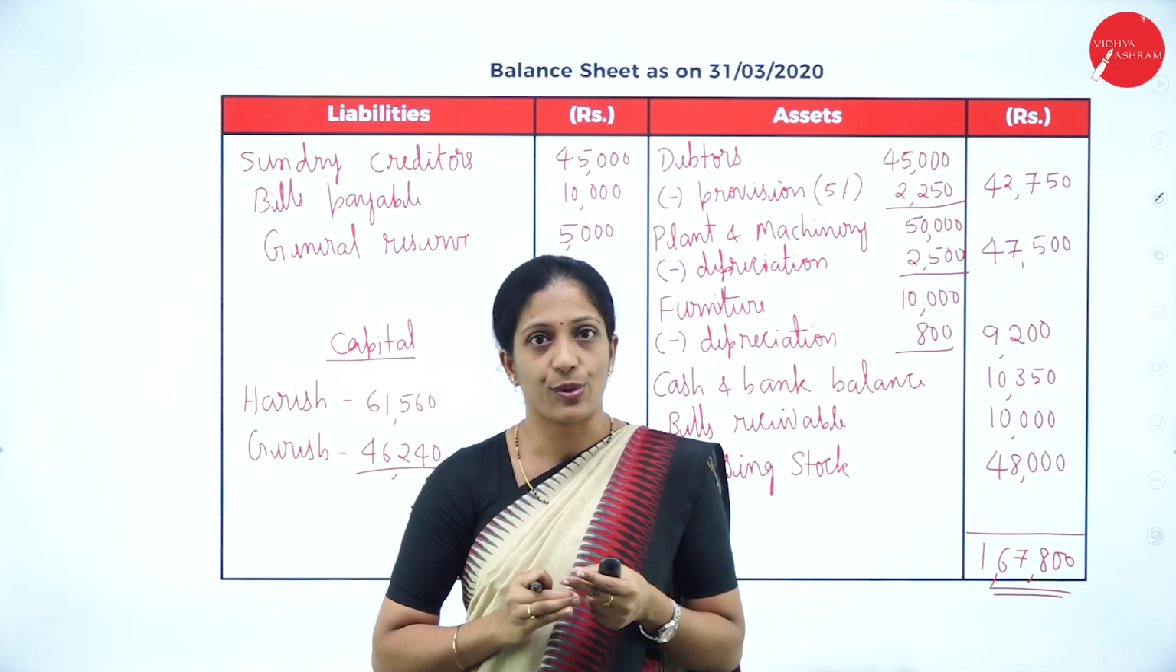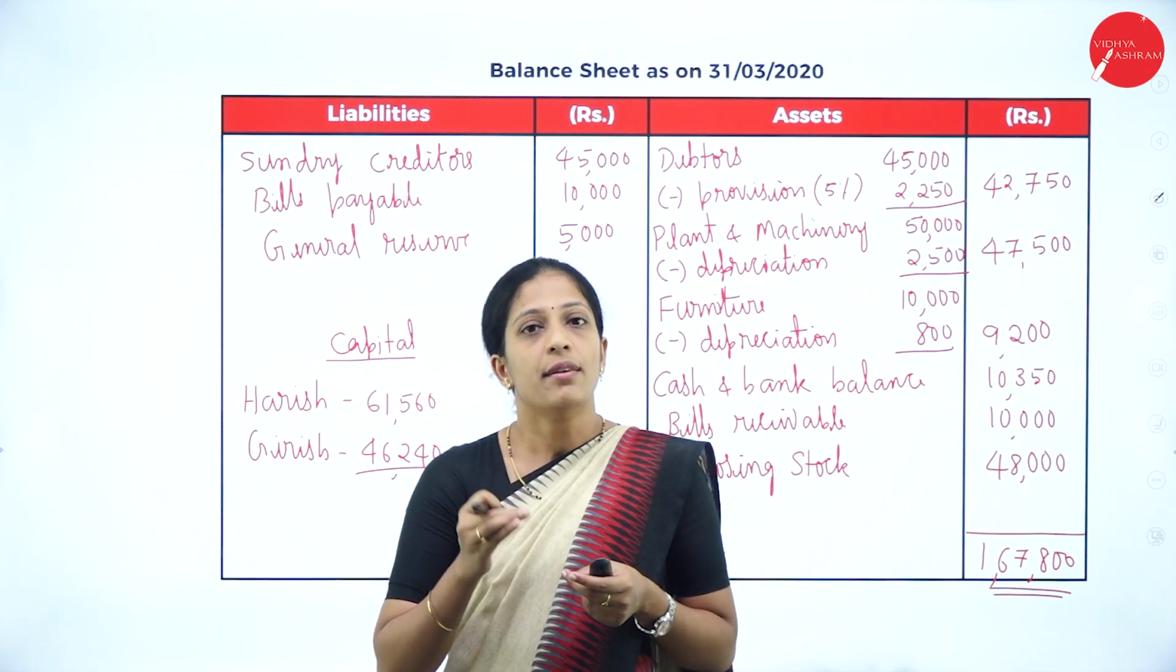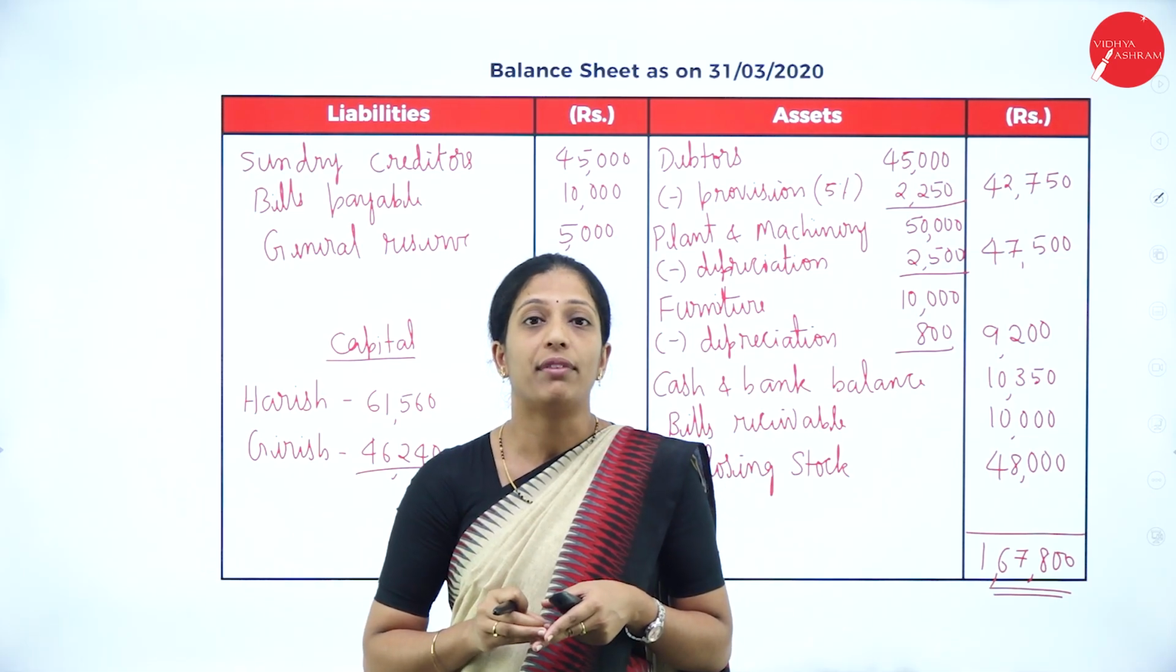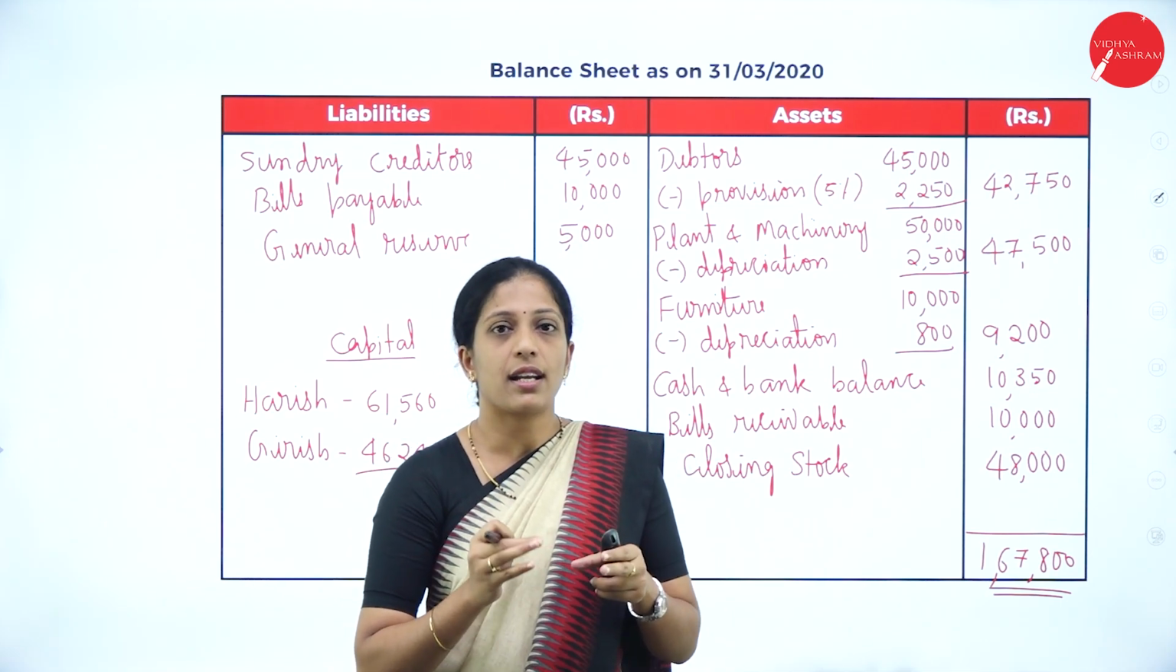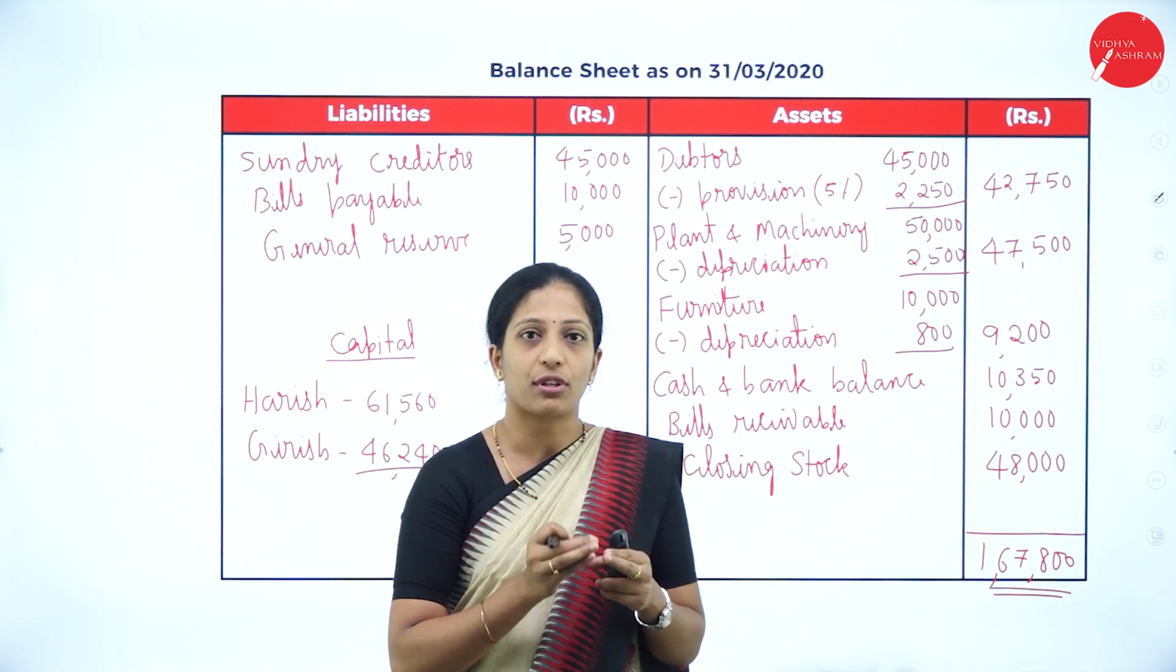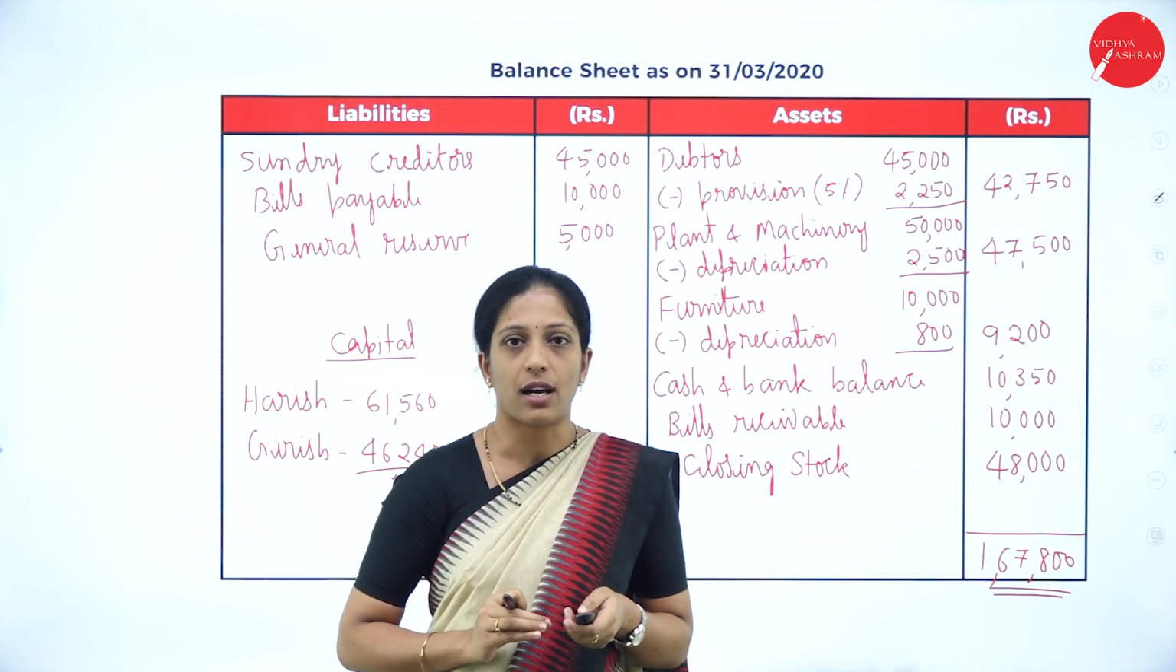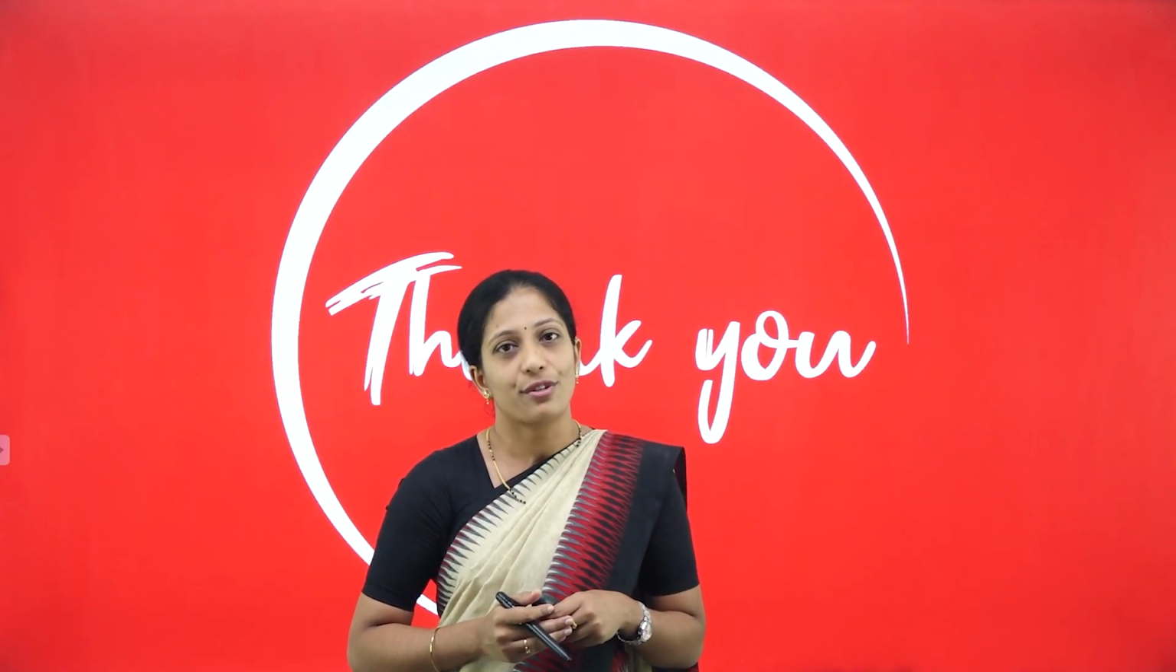P&L appropriation account, partners capital account and balance sheet you have learnt in your second PUC. You have to recall it once again, combine it and solve for 15 marks. So my dear students, hope you have understood today's session.